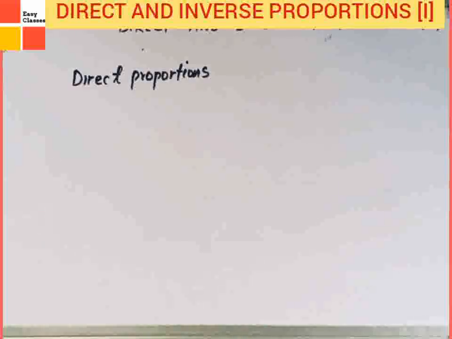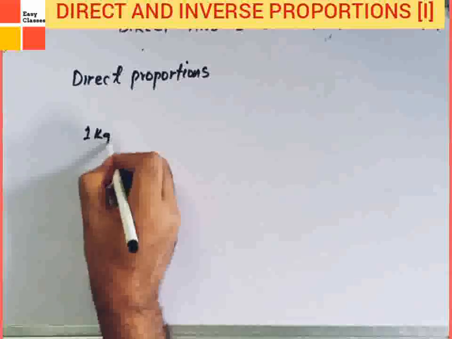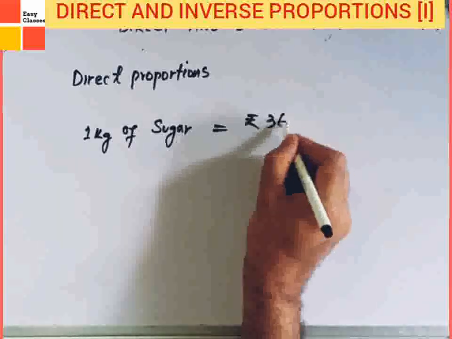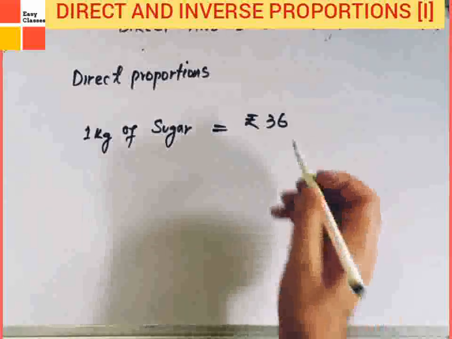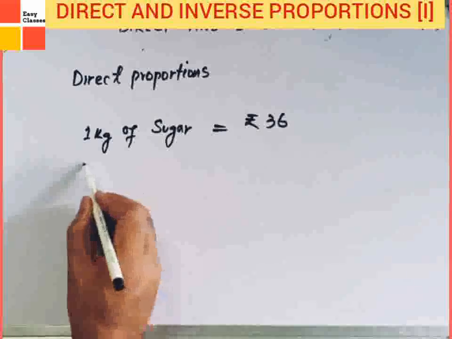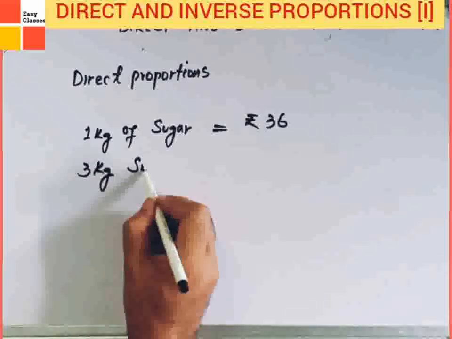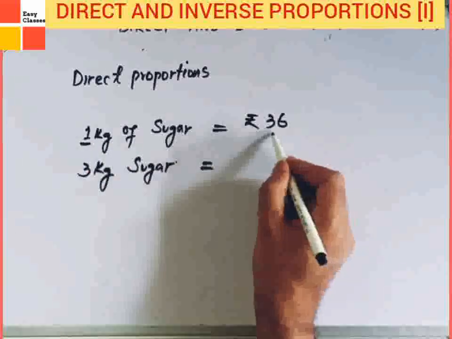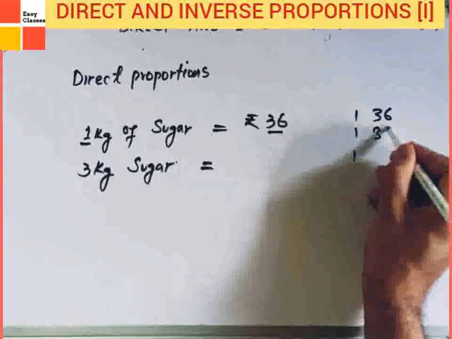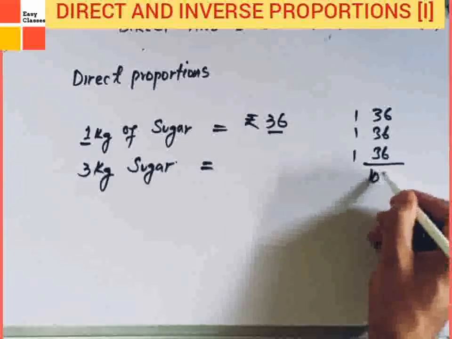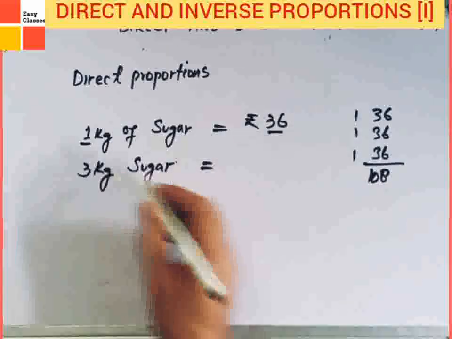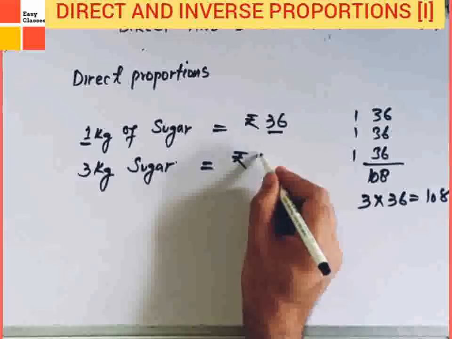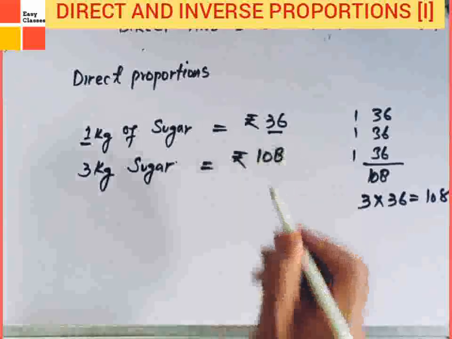Say, for example, 1 kg of sugar costs rupees 36. Then what would be the cost of 3 kg of sugar? You can calculate this by adding 36, 36, 36, and you get 108. There's a simple method: simply multiply 3 kg by 36, and you get 108. So 3 kg of sugar will cost rupees 108.